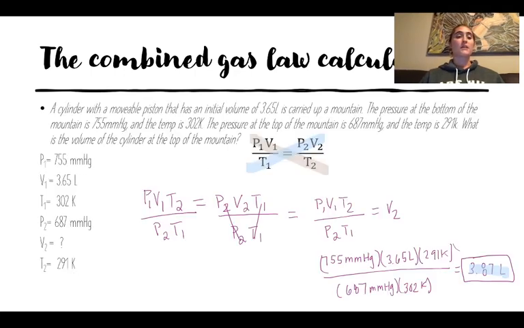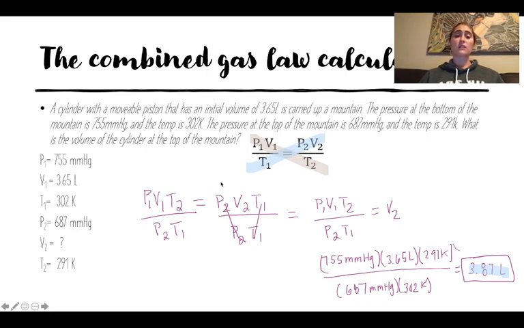So a cylinder with a movable piston has an initial volume of 3.65 liters and is carried up a mountain. The pressure at the bottom of the mountain is 755 mmHg and the temperature is 302 Kelvin. Now the pressure at the top of the mountain is 687 mmHg and the temperature is 291 Kelvin. What is the volume of the cylinder at the top of the mountain?